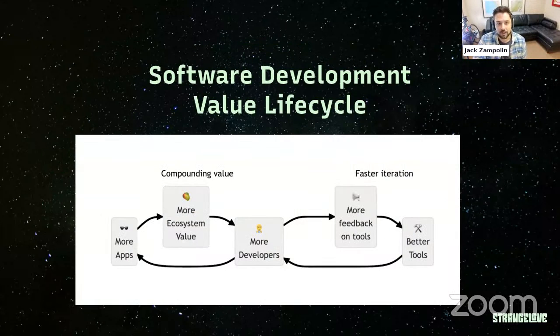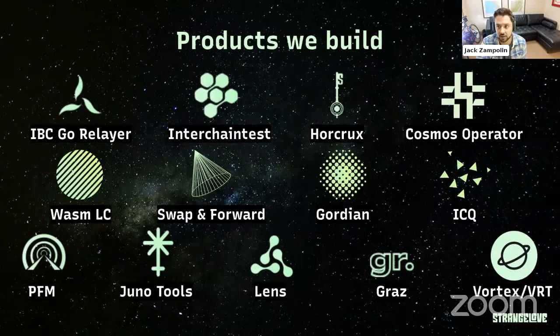So just to talk briefly about the software development lifecycle, more developers brings more ecosystem value, and you get more developers from better tools. And there's this kind of feedback loop here where as you get better tools, you get more developers who have more apps, who bring more value, that brings in more developers who give more feedback on tools, and you get better tools. And we're many years into this feedback cycle here in IBC, and we've already got an excellent tooling ecosystem, but it's time to take it to the next level.